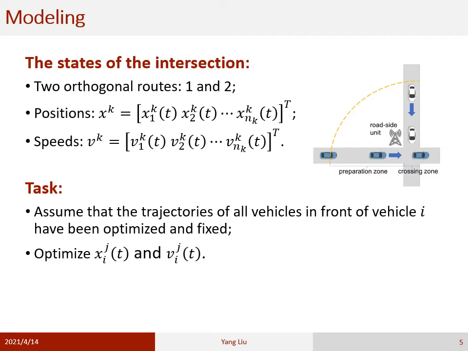Consider the neighborhood of a two-direction intersection. We label the two orthogonal roads as 1 and 2. The state of the intersection is described as the positions and speeds of each vehicle in the intersection. Our task here is that, assuming the trajectories of all vehicles in front of vehicle I have been optimized and fixed, how to optimize the position and speed of vehicle I.